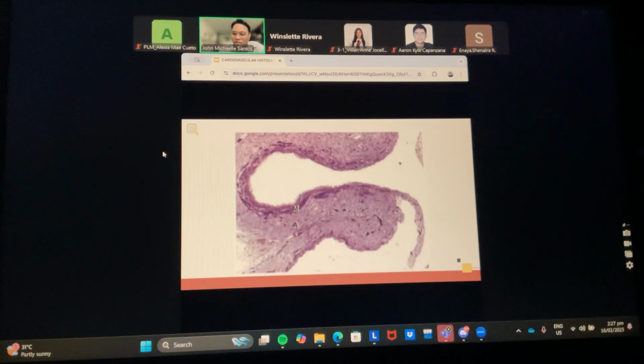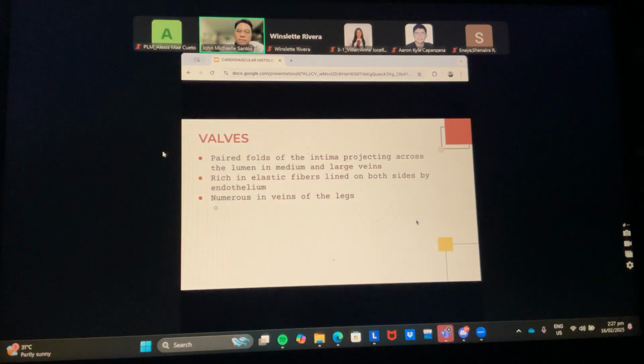Ito yung itsura ng valve histologically. Okay? So it is made up of dense irregular connective tissue, ayan, that protrudes out from your tunica intima and your tunica media. Okay? So ang gagawin ng valve na yan, to prevent backflow. Ayan. These are folds of intima projecting into the veins. They are more numerous in the legs. Bakit? Sila yung farthest away eh. So, mas madaming valves yung mga nasa paa para hindi mag-backflow yung blood, para mag-flow yung blood back to the heart.